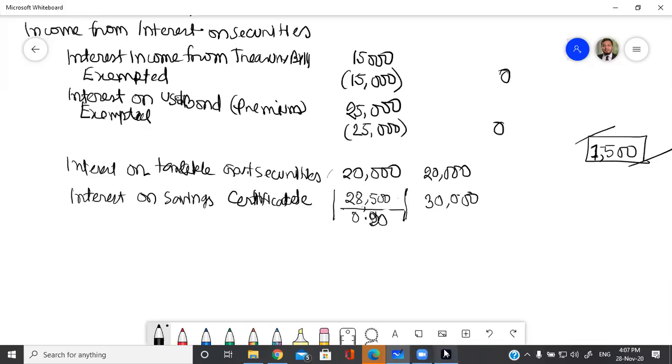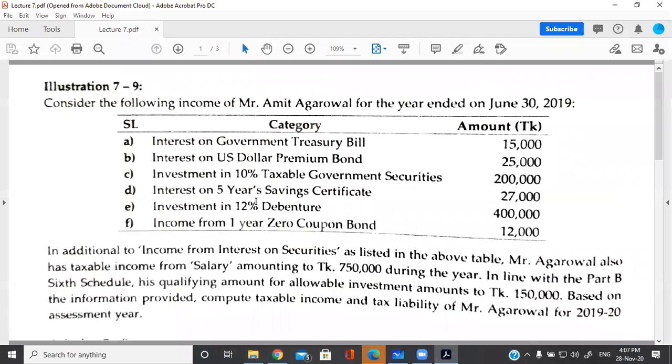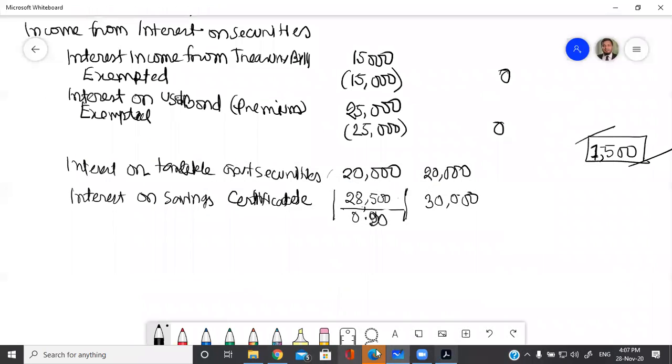Next item is interest on 12% debenture income. You see, investment in 12% debenture, how much? 400,000. So what will be the annual interest income on this debenture investment? 12% multiplied by 400,000, it will be 48,000. Okay, interest income on debenture, it will be 48,000.